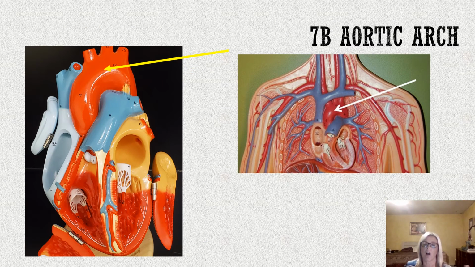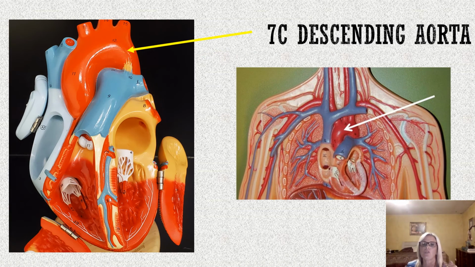So the arch here above the ascending aorta is the aortic arch, and it carries oxygenated blood. Then the portion that is going down into the thoracic cavity is the descending aorta, and it actually does descend on down into the thoracic cavity, where it becomes the thoracic aorta, and then it becomes the abdominal aorta. All right, so remember, it's all about location, location, location.